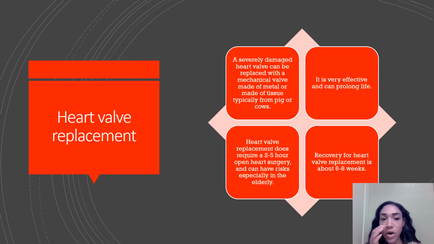Okay, and then we have heart valve replacement, which is a surgery that replaces the heart valve that has been severely damaged with a mechanical valve, either a metal or tissue valve that could be made from pig or cows typically. It's very effective and it can prolong life. The heart valve replacement does require a 2 to 5 hour open heart surgery, and it can have risks, especially for the elderly. And the recovery for the heart valve replacement is about 6 to 8 weeks.